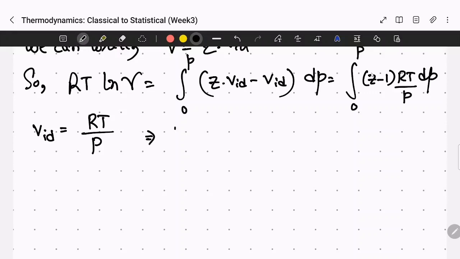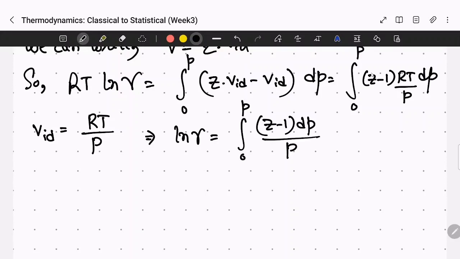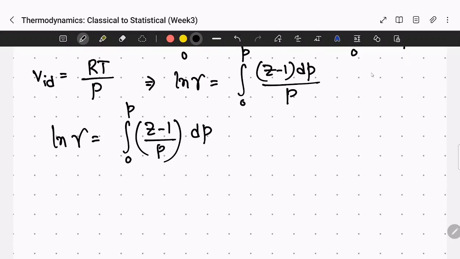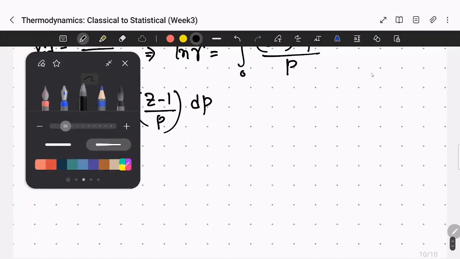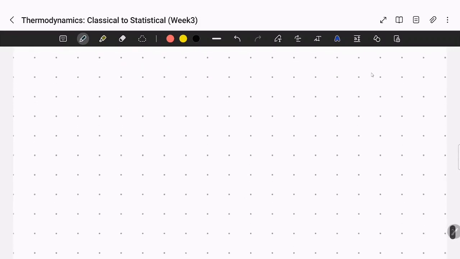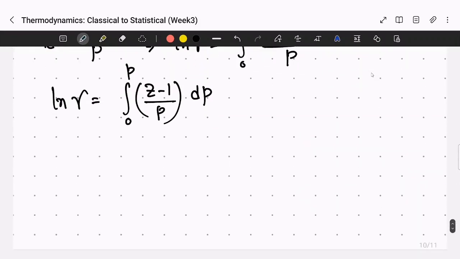Hence, ln gamma will be the integral from 0 to P of Z minus 1, dP by P. So this is the equation: ln gamma is the integral from 0 to P of (Z minus 1) by P dP. This is the fugacity equation, right? So we have to use this one.